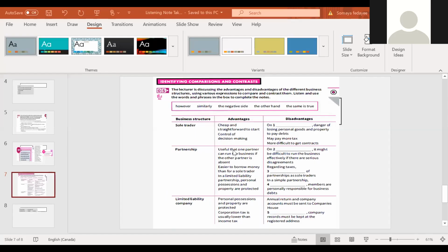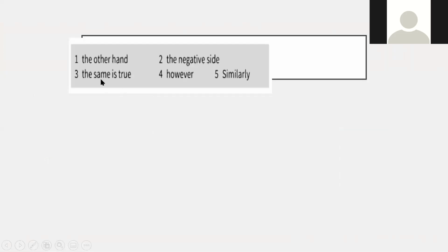Okay, so it's enough. You're out of time. You can see the answers for this part. The first one is 'on the other hand', the second one is 'the negative side', the third one is 'the same is true', the fourth one is 'however', and the fifth one is 'similarly'.